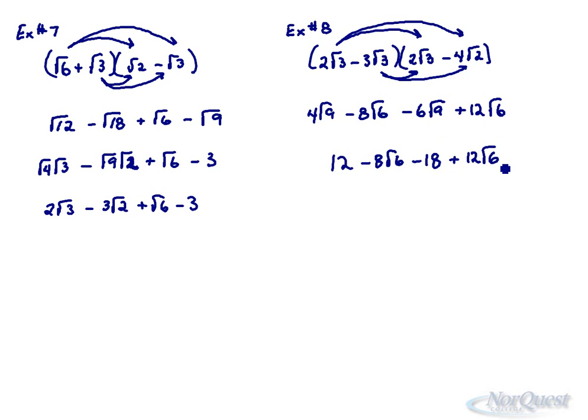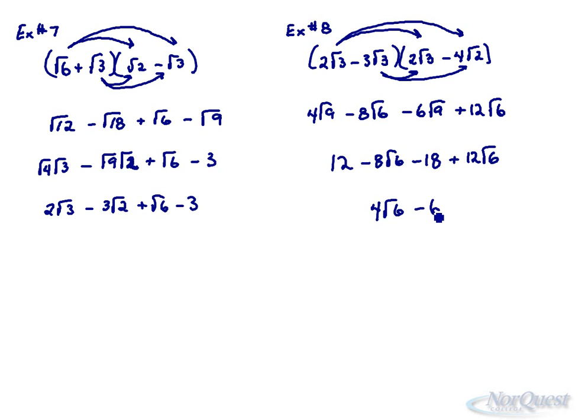So now that we simplified each term, we can collect like terms. 12 minus 18 is negative 6. Negative 8 root 6 plus 12 root 6 could be a positive 4 root 6. Subtract 6. Or the order doesn't matter. You could write that as negative 6 plus 4 root 6. Both those answers are equivalent.